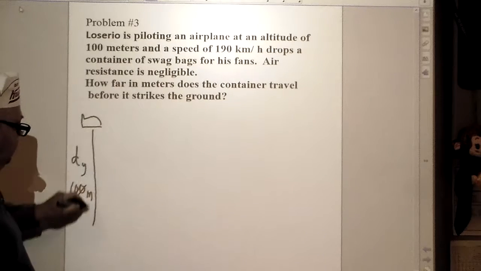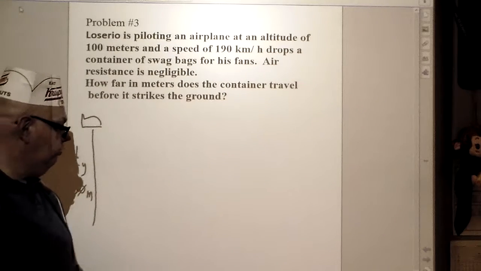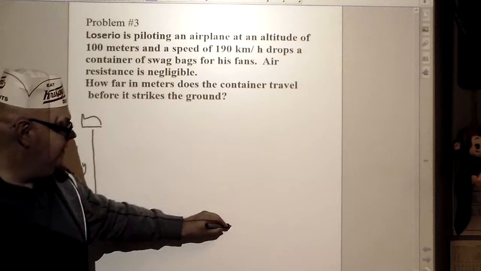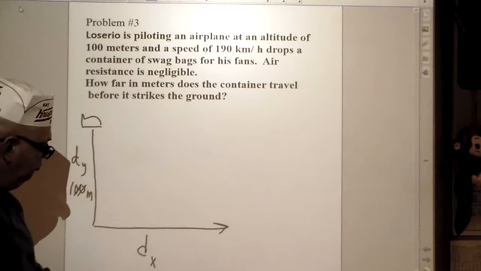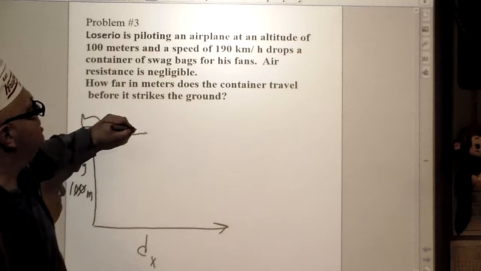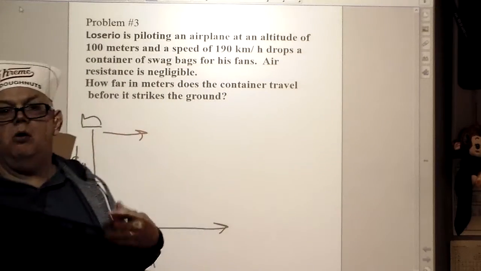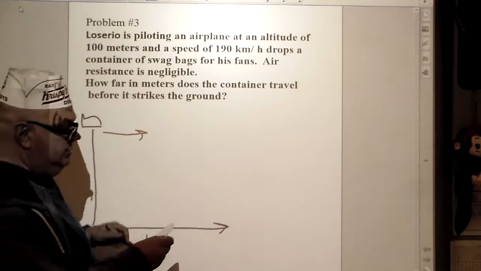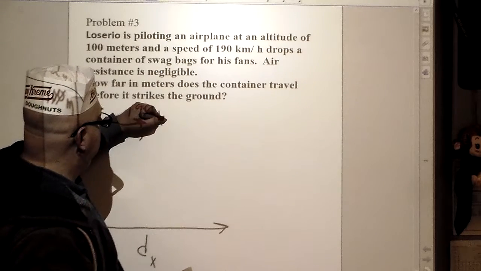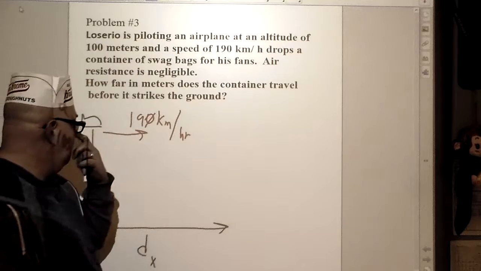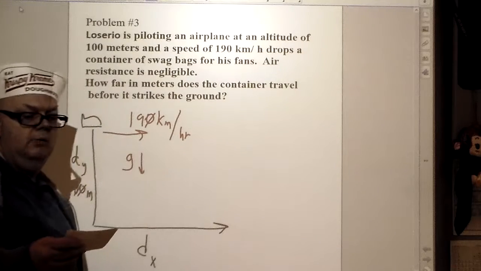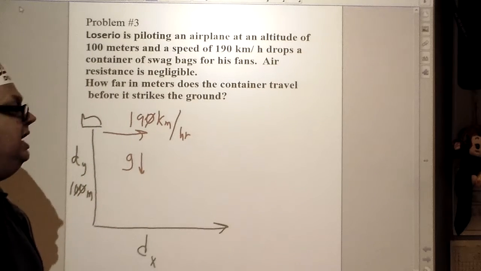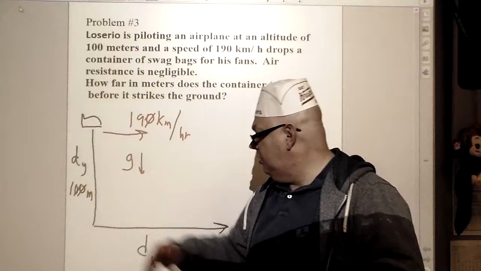So this is the height that we have. At the same time, we also have a dx, our distance in the x direction. We also know that the plane is traveling horizontally. When we say a speed of 190 kilometers per hour, we're assuming it's traveling horizontally. We also have the acceleration due to gravity, 9.8. We may or may not need it, but we need to get all the facts there, and it helps if you sketch out the problem.